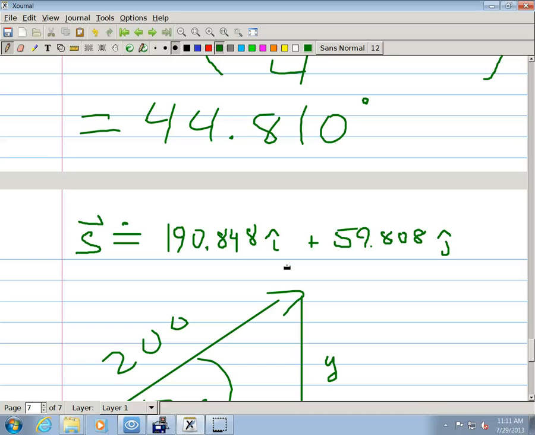Have you ever heard of the right-hand rule? Okay, good. That's, yeah.